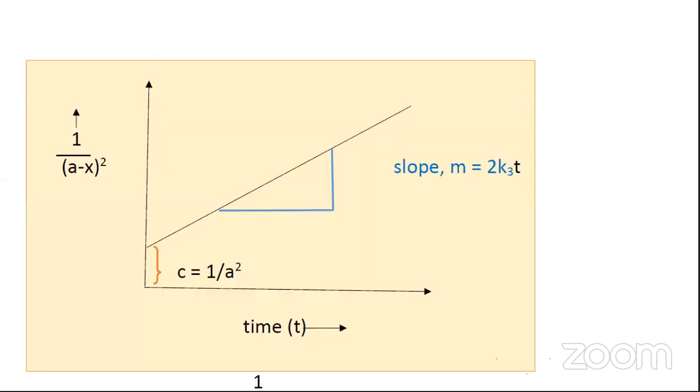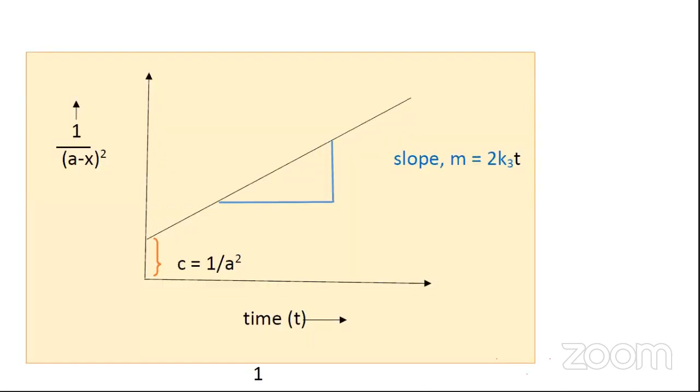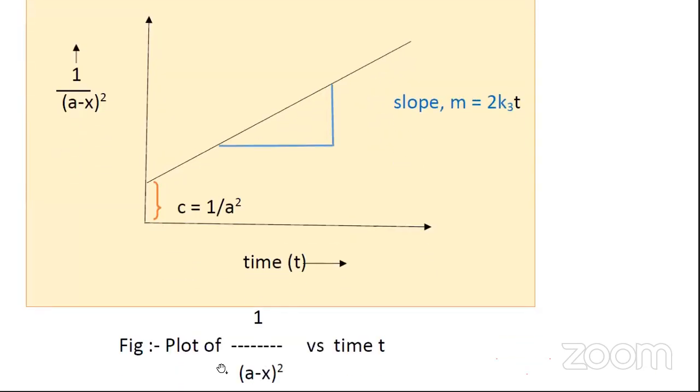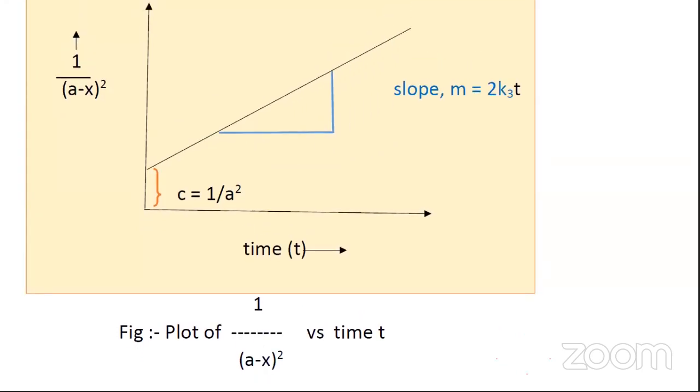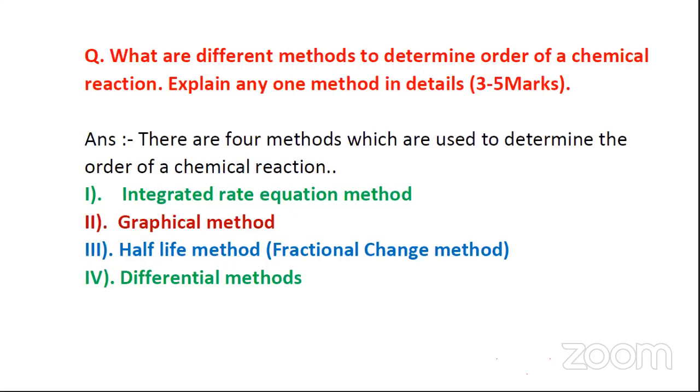If I plot this graph, I get this curve. Write the name of the figure at the bottom: plot of 1 upon (a minus x) square versus time t. I get a straight line with positive slope. Therefore, slope m is equal to 2K3. This is the graphical representation for the third order reaction.